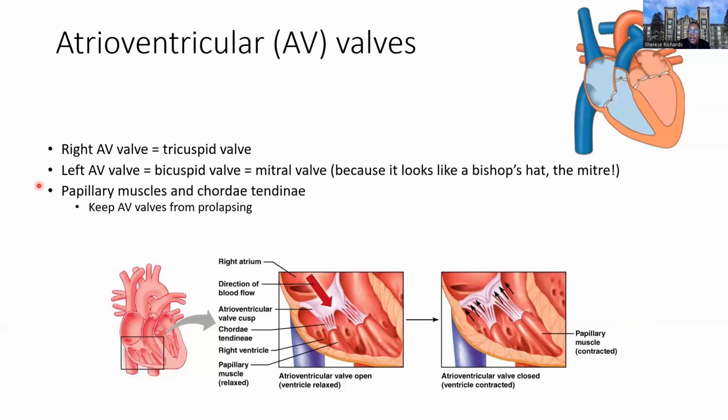Now, on the right side of the heart, we have the AV valve. The tricuspid valve is the right AV valve. The bicuspid valve is the left AV valve. The bicuspid valve is also called the mitral valve, just because it looks like the mitre, the bishop's hat, almost like the chess piece, the bishop, if you play chess. So that shape is where it gets its name, the mitral valve. It also has two cusps.